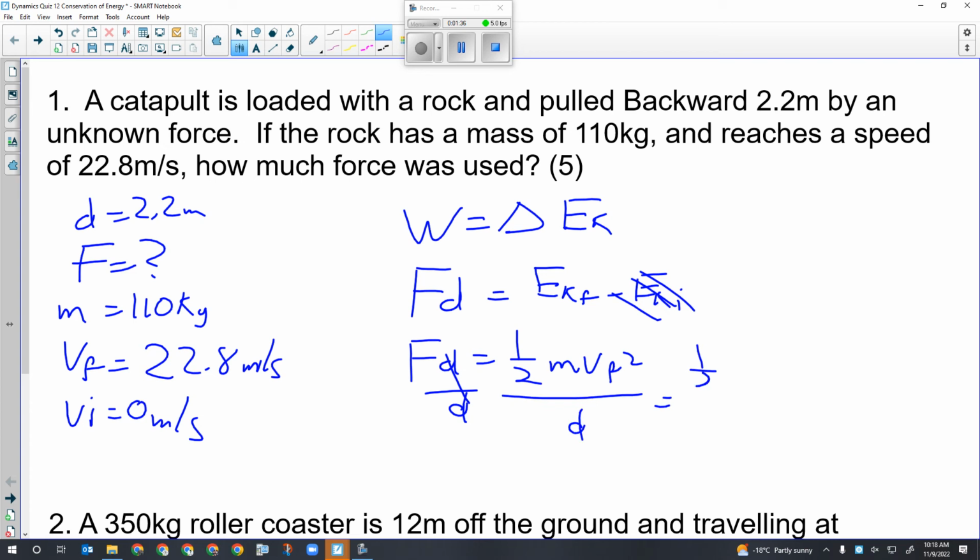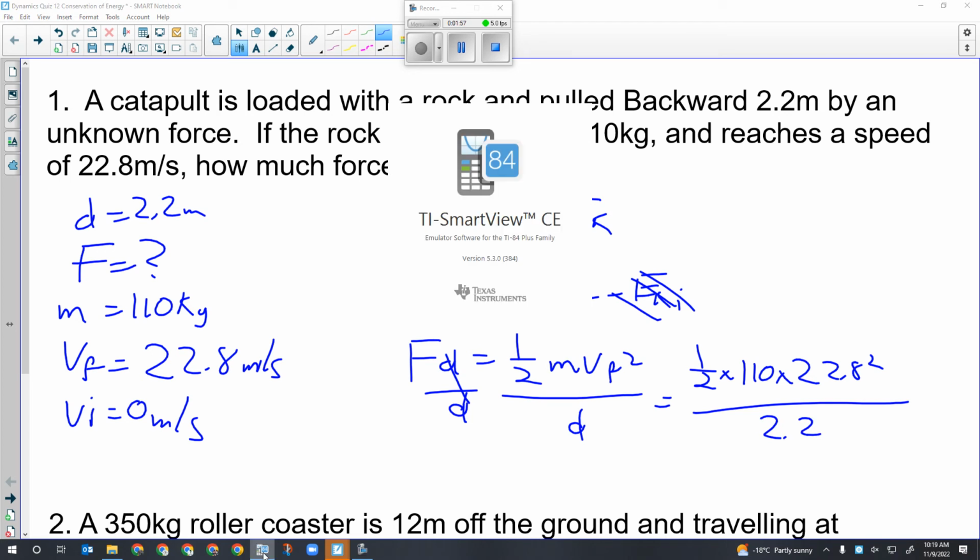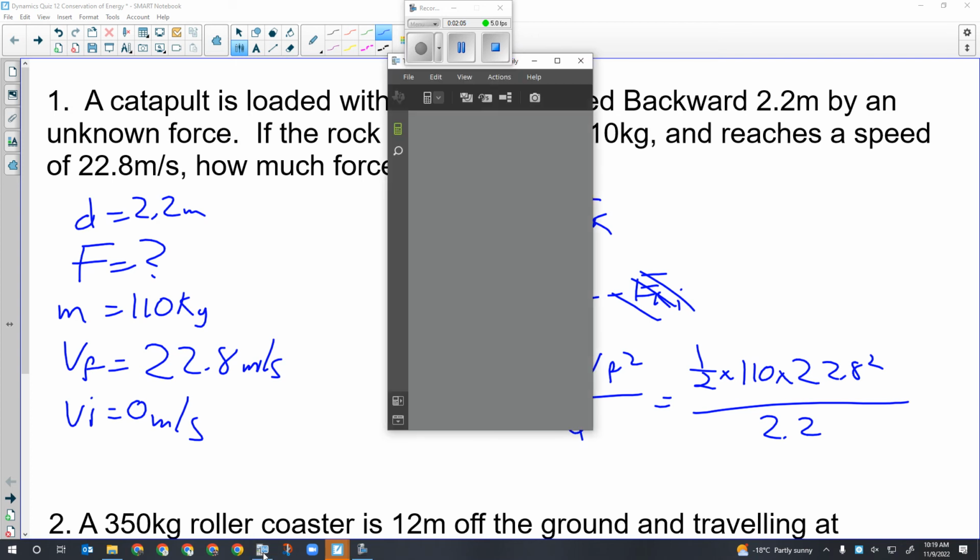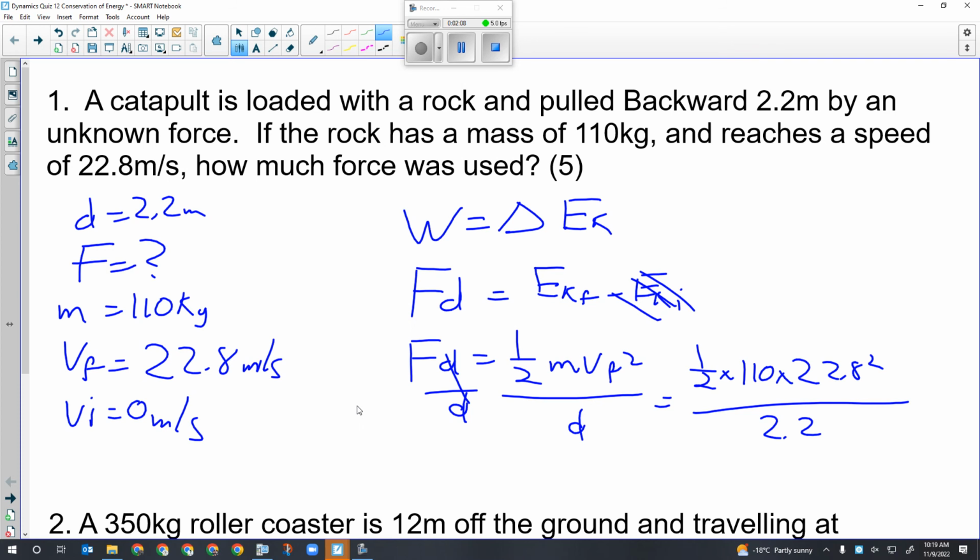So we would go 1/2 times 110 times 22.8 squared divided by 2.2. And if we do all of that, it's what? 570. 570 newtons? Okay, that would be the force. Everybody all right with that?